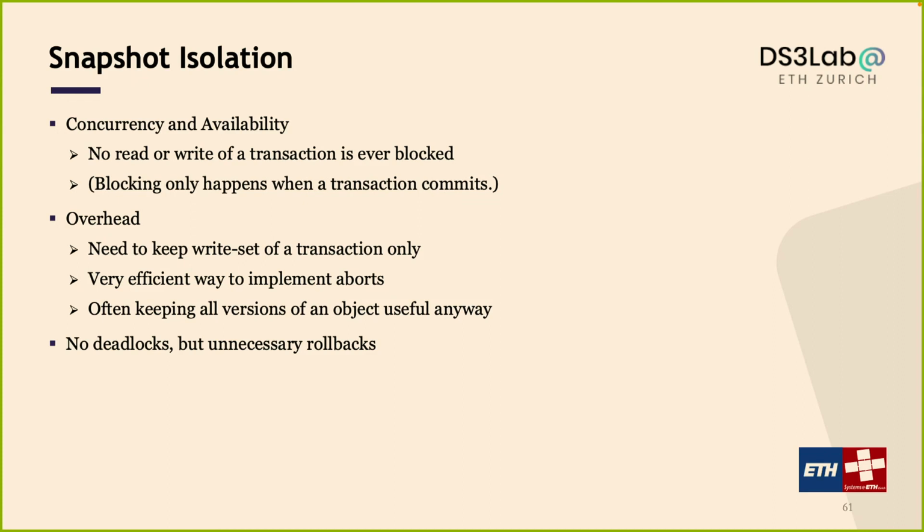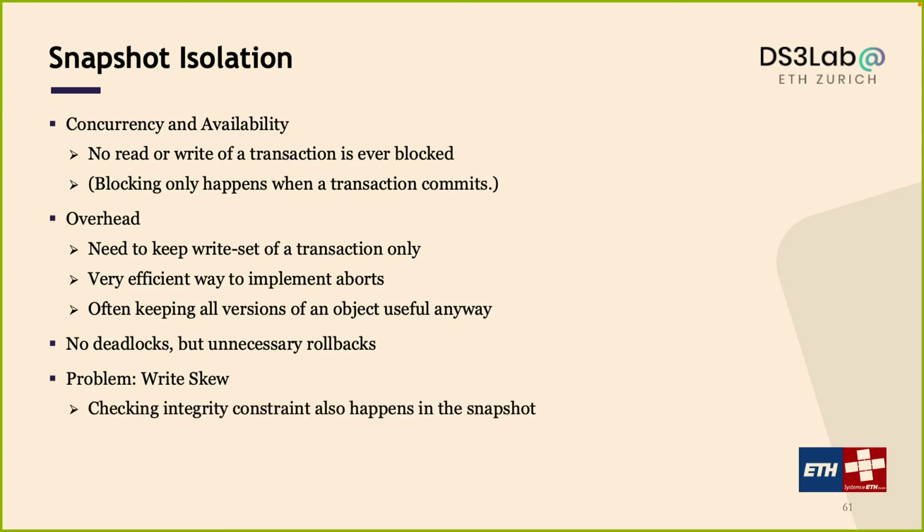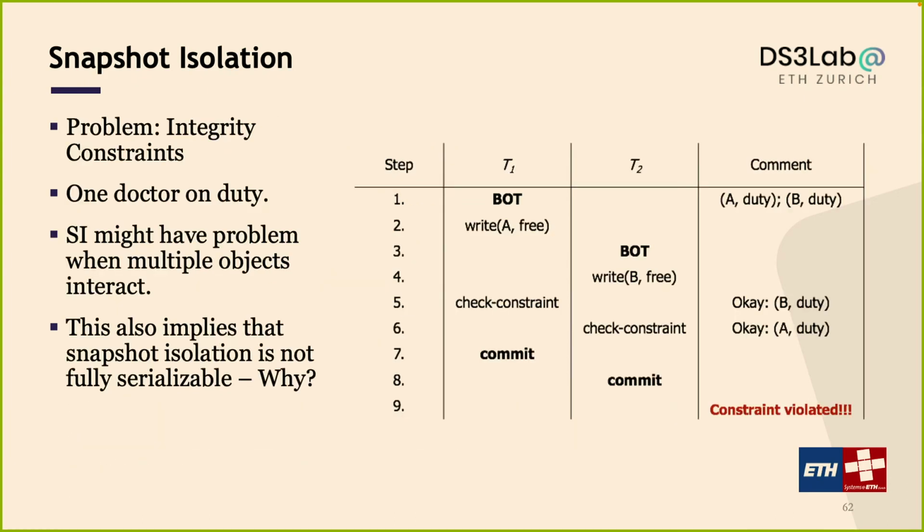But there's a very big problem for snapshot isolation. That is, it actually doesn't enforce serializability. Now let's look at one example about why. Assume you have a system with, for example, two doctors in the hospital, A and B. Your integrity constraint is that I need to have at least one doctor on duty. I cannot set both free. Okay, that's my integrity constraint.